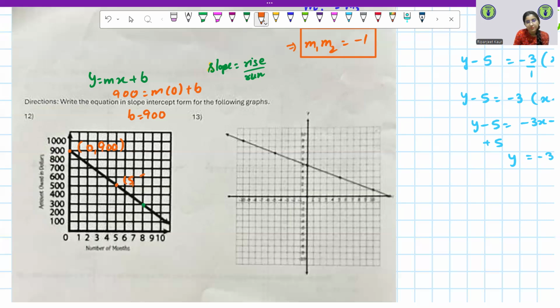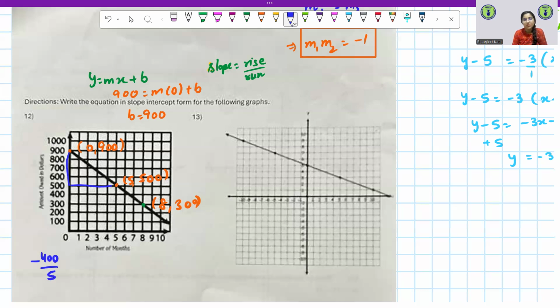Oh, yeah, 8 and 300 also. So if we have a look at these points, what is rise over run? From here till here, how many blocks? 1, 2, 3, 4. So it's a 400, which is the rise. Negative because we just went down and then right. So 1, 2, 3, 4, 5.